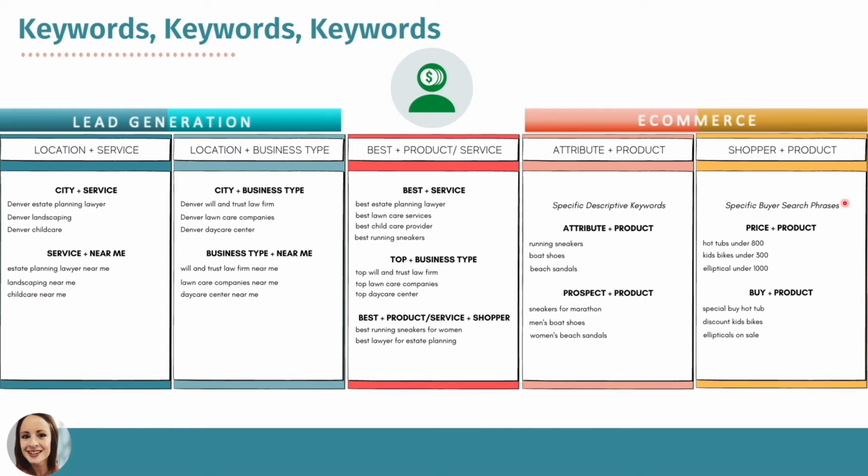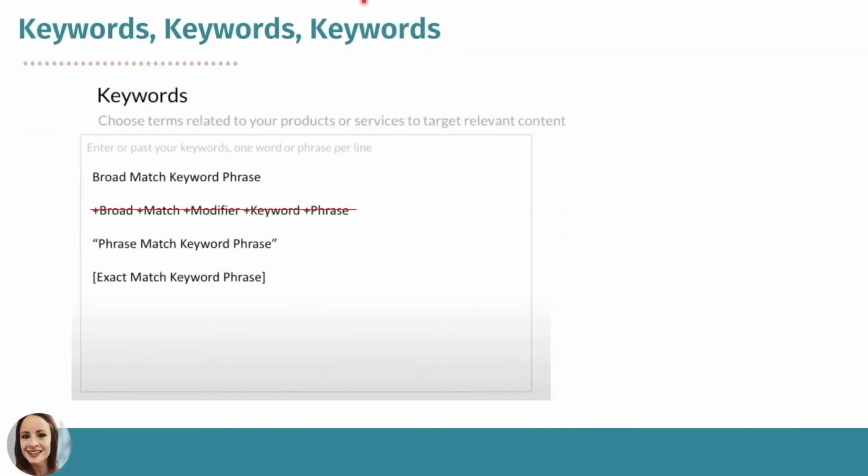And then the shopper and the product. So here's for specific buyer search phrases, the price and the product. So hot tubs under 800, kids bikes under 500, ellipticals under 1,000. And then we also want for sale, what people would search for, and the product. So special buy hot tubs. We want to include those. Discount kids bikes, and then ellipticals on sale. Oftentimes we'll see something like wholesale, and that would be something that you would want to include in here as well. But moving on, because we will be creating those, and it will make sense when we do it.